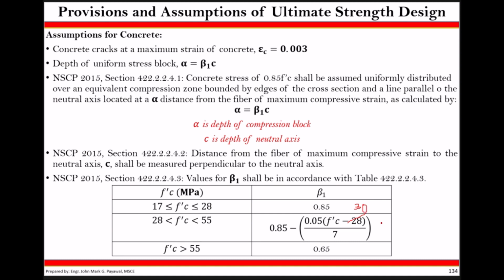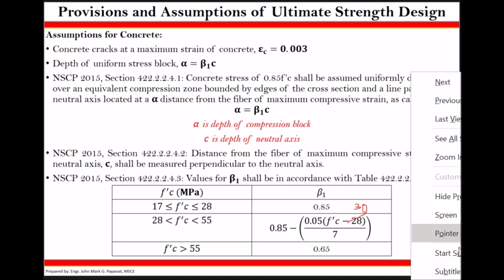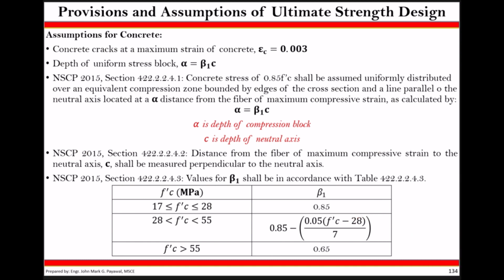Again, in 2001, it is 30. So you need to remember that, or maybe take note of that. That's the only thing that changed. For 2015, this is the one that we use: 0.85 minus 0.05 times FC prime minus 28 over 7. I hope that is easy for you to understand. I'll move on.